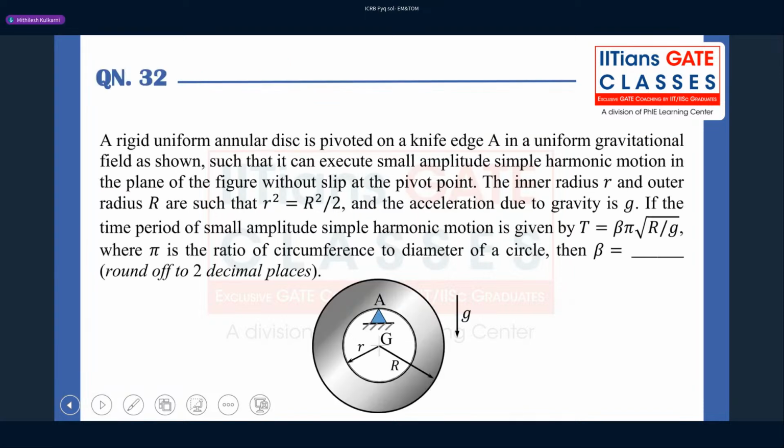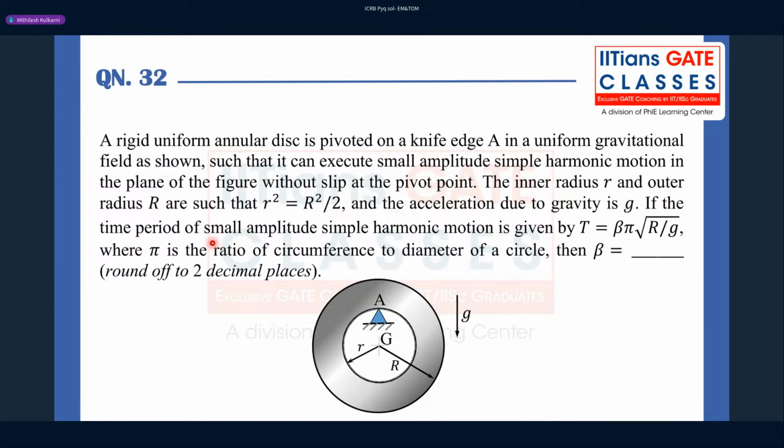we have a rigid uniform annular disk, which is pivoted at point A as shown in the figure, in a uniform gravitational field as shown, such that it can execute small amplitude simple harmonic motion in the plane of the figure without slip at the pivot point. The inner radius is small r and the outer radius is capital R. The relationship between the inner and outer radius is also given, that is r square is equal to capital R square by 2, and the acceleration due to gravity is small g.